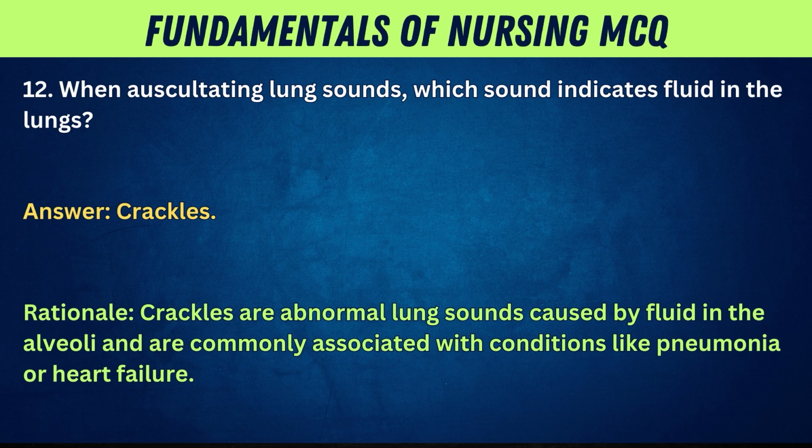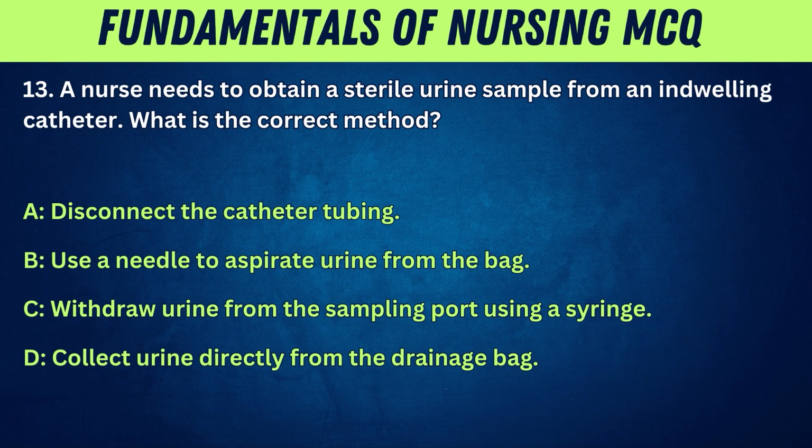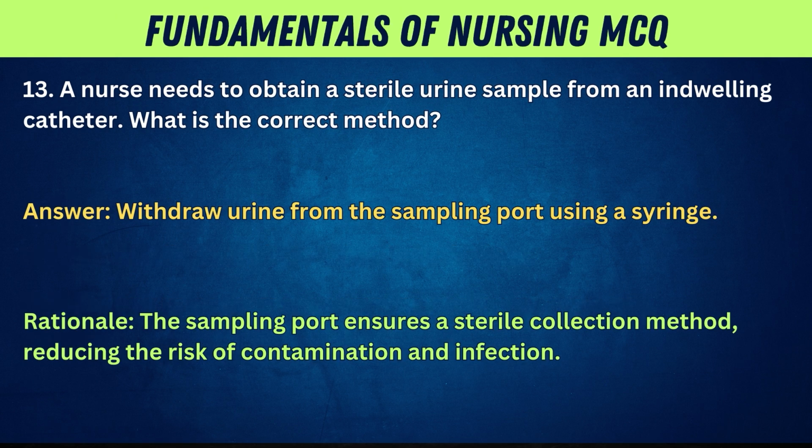13. A nurse needs to obtain a sterile urine sample from an indwelling catheter. What is the correct method? A. Disconnect the catheter tubing. B. Use a needle to aspirate urine from the bag. C. Withdraw urine from the sampling port using a syringe. D. Collect urine directly from the drainage bag. Answer. Withdraw urine from the sampling port using a syringe. Rationale. The sampling port ensures a sterile collection method, reducing the risk of contamination and infection.